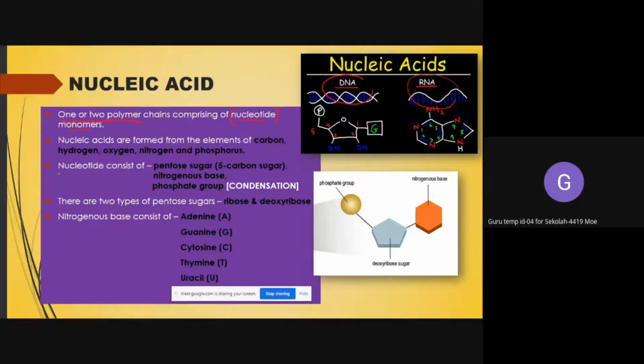Nucleotide, which is the monomer, consists of pentose sugar, 5 carbon sugar. Pentose, maksudnya 5. 5 carbon sugar, nitrogenous base and phosphate group, and they are combined together through condensation.